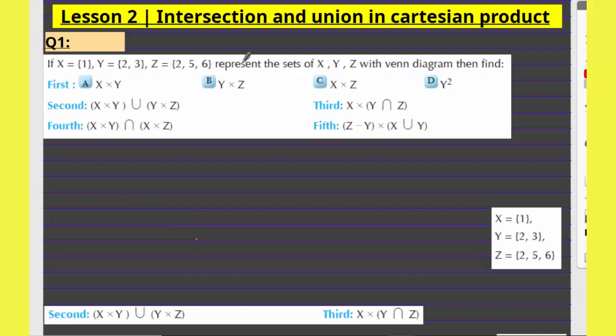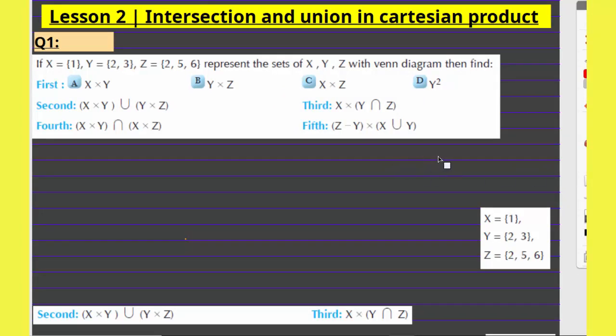Lesson 2, intersection and the union in Cartesian product. Question 1: if x equals {1}, y equals {2, 3}, z equals {2, 5, 6}, then represent the sets x, y, and z with a Venn diagram. Then find each of the following. Okay, first we will represent the three sets using a Venn diagram.